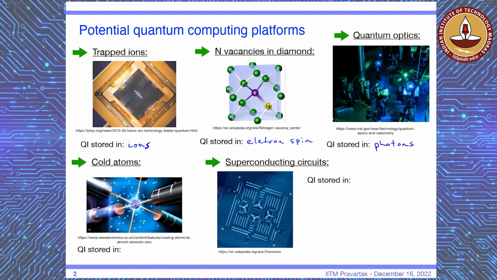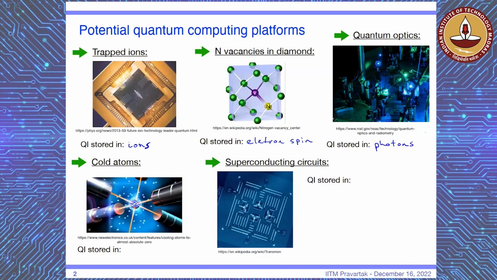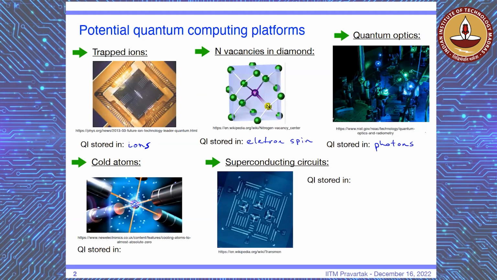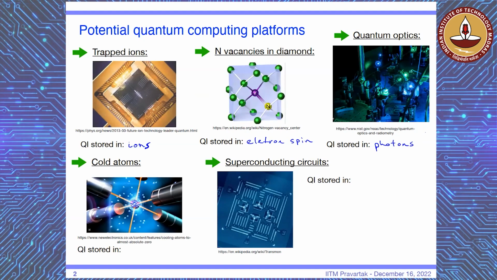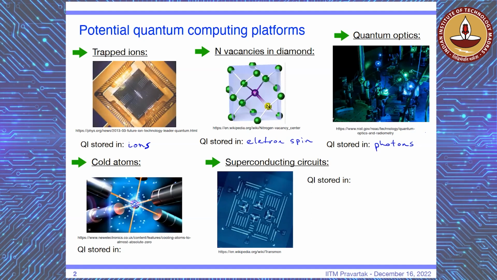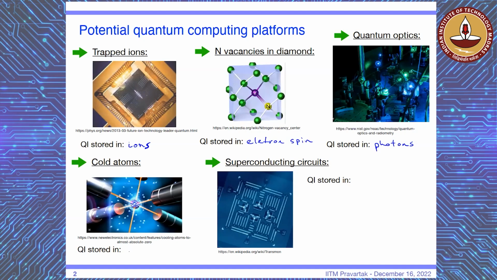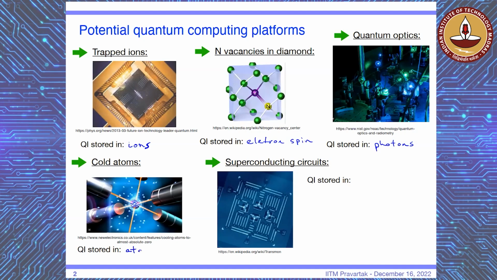In quantum optics, you store your quantum information in photons. You create photons and do operations on photons. You encode it in polarizations or different ways, and that's how you do your quantum computation. Then you have even cold atoms. You trap atoms, you cool them down to very low temperature, and here you encode the information in atoms.